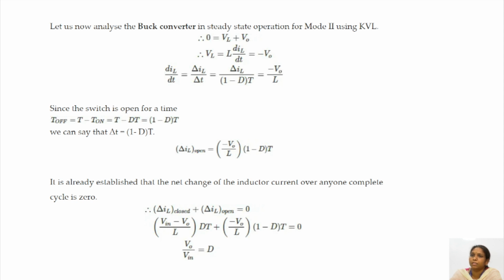So, this can be written as the net change of the inductor current over any one complete cycle will be equated to 0. So, ΔIL in the closed time period plus the ΔIL in the open period will be equated to 0. Substituting the above equation, we get the final equation as V naught by Vin is equal to D.